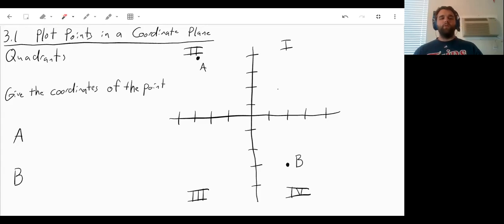Welcome to lesson 3.1, plot points in a coordinate plane. Now I know you've plotted points plenty of times before, and so you likely remember that in your parentheses when you plot a point, you have first your x coordinate, or how far left or right do you go on your x-axis, followed by your y coordinate, or how far up or down do you go, depending on your y-axis.